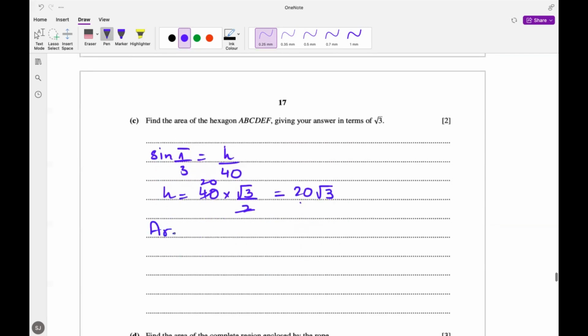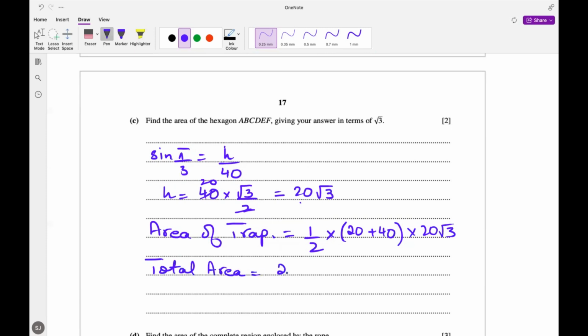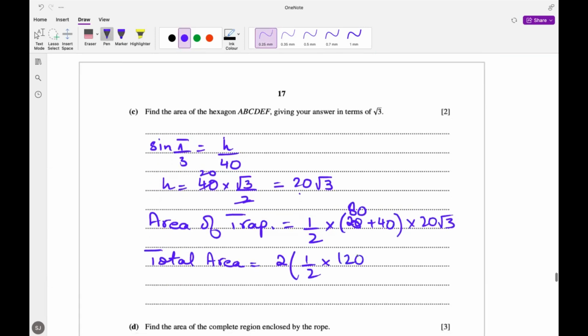Now finding the area of trapezium, that will be equal to 1 upon 2 into the sum of parallel sides, which is 20 plus 40, multiplied by 20 root 3. And then the total area will become 2 times this answer. So this will be 2 times 1 upon 2 into, so one of the lengths was 80 and the other length was 40. So this will be 120 multiplied by 20 root 3. 2 and 2 will cancel. 120 times 20 will become 2400 root 3 centimeters squared.